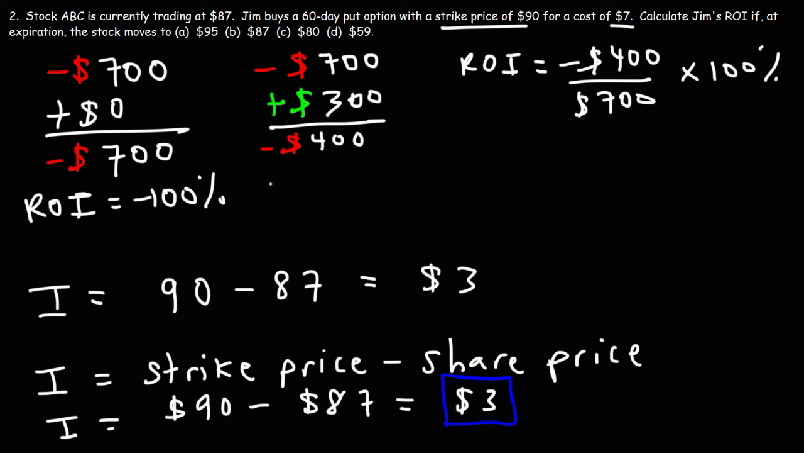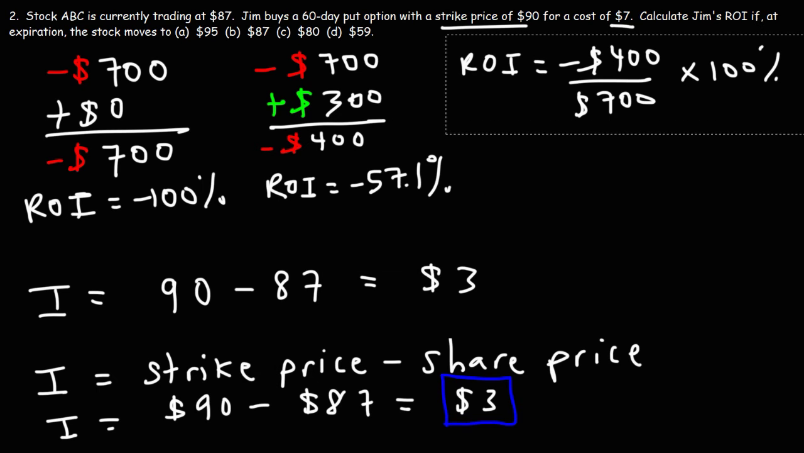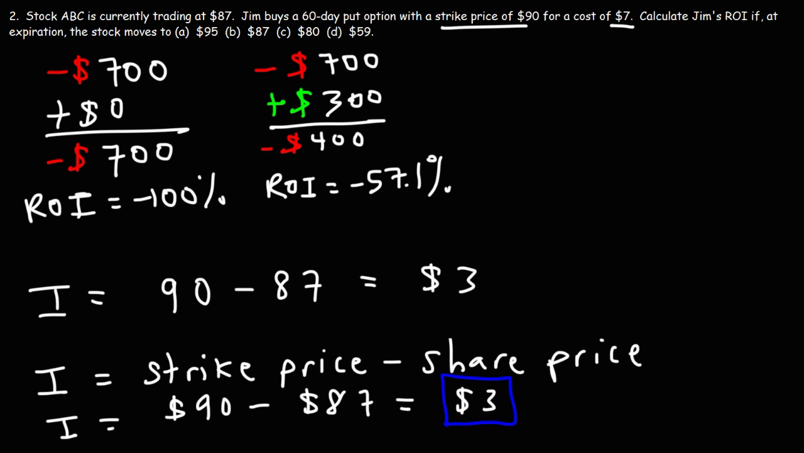So his ROI for this particular trade is negative 57.1%. Because the price of the stock didn't move in his favor, he still lost money.